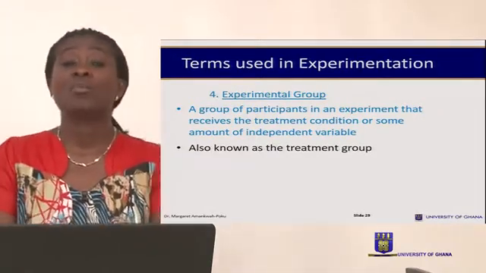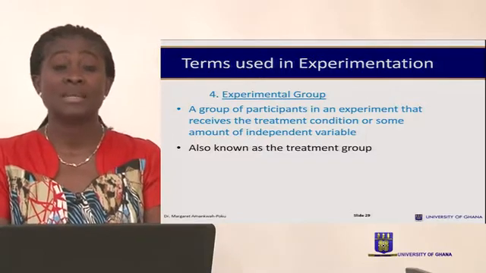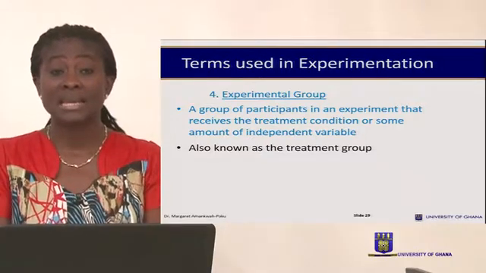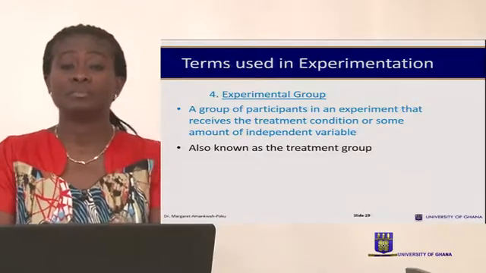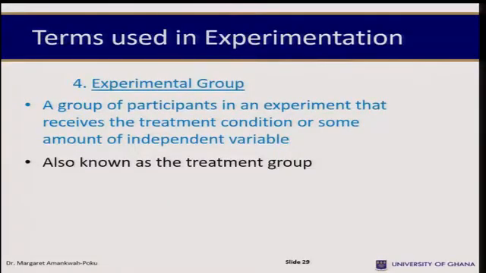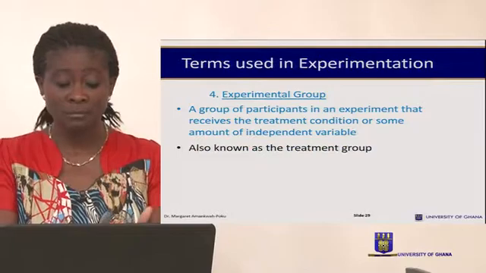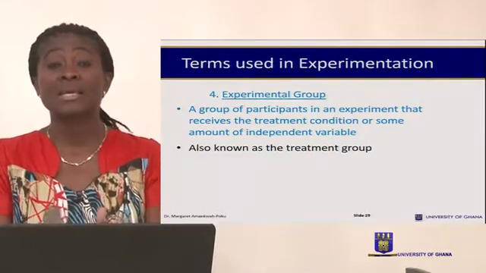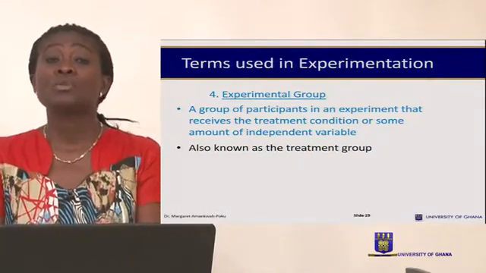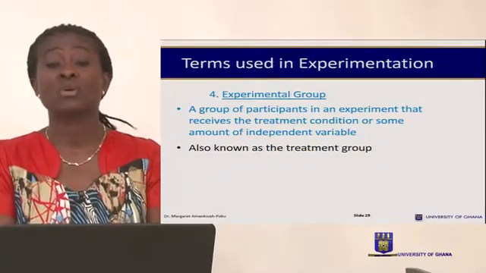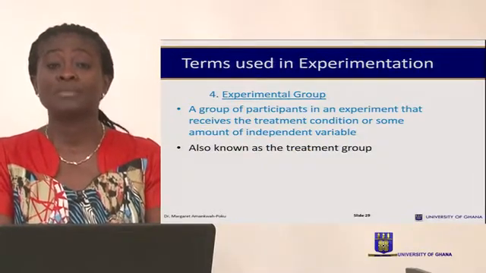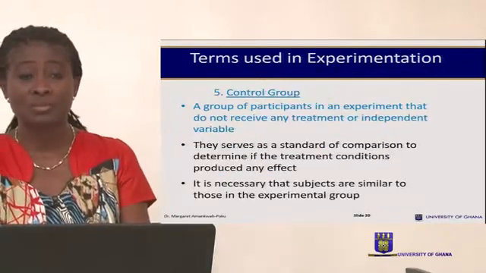Another term that you find commonly used in experimentation is the experimental group. I think I've mentioned that earlier on. So the experimental group is a group of participants in an experiment that receive the treatment condition or some amount of the independent variable. So if we vary our independent variable, and we have students who will practice and students who will not practice, those who will practice will be the experimental group because they receive the treatment condition. It's also known as the treatment group.